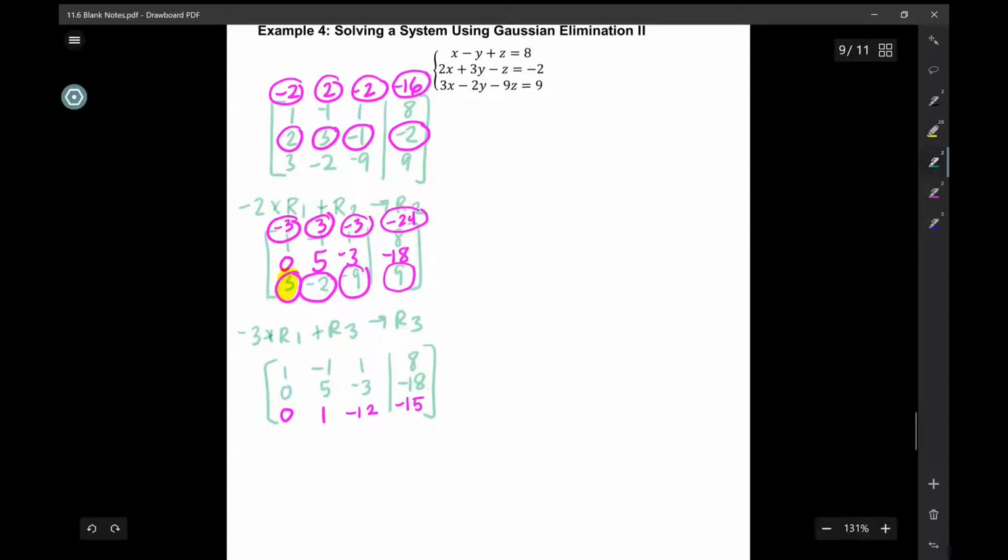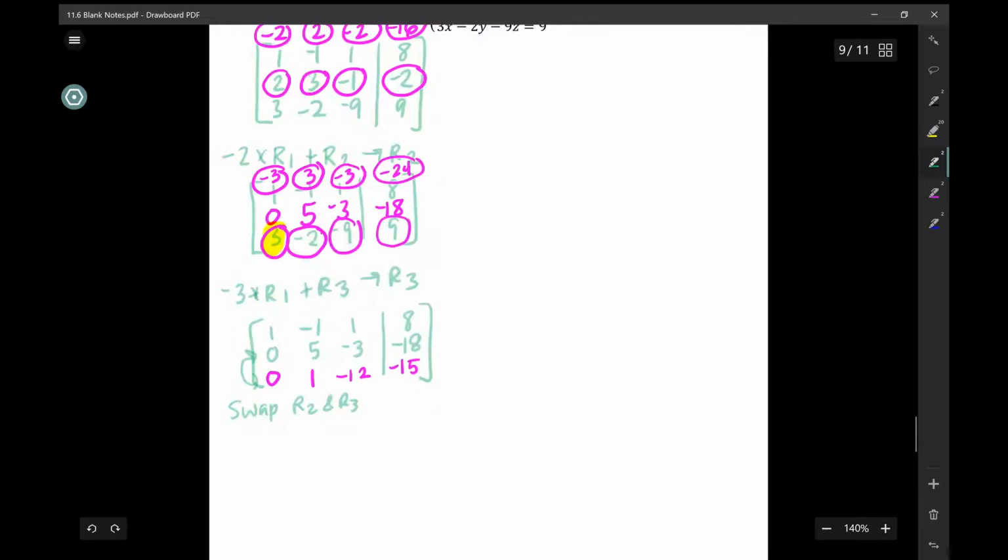Well, as I look at the first column, it's already done. Now I look at the second column. What I would really like is for the 5 here to be a 1, and I can see that row 3 has a 1, so I'm just going to switch these two rows. So we're going to swap row 2 and row 3. Row 1 is the same, and row 3 is now row 2. And when you're doing these row operations to get your matrix into row echelon form, you want to start at the top and work down.